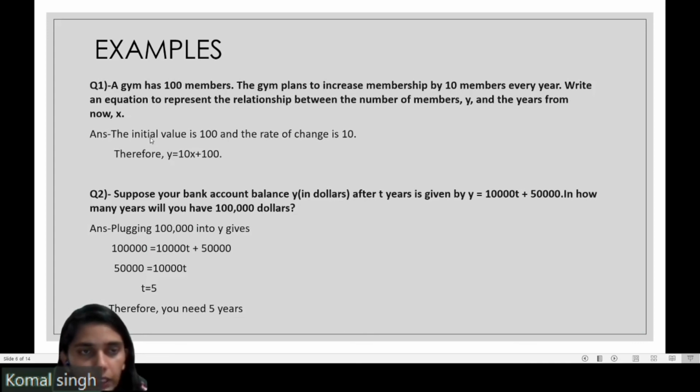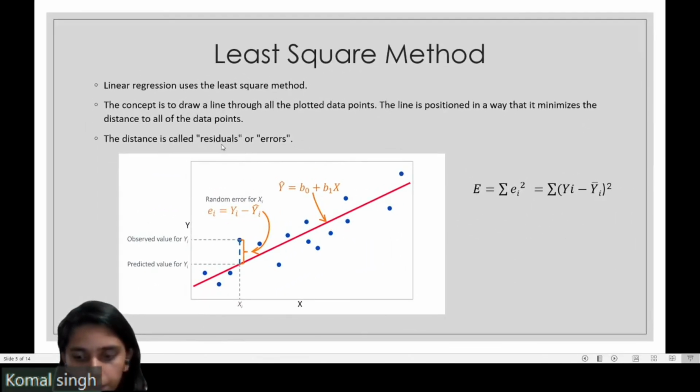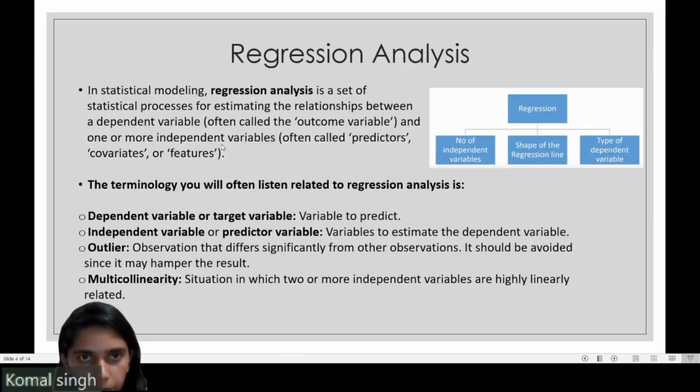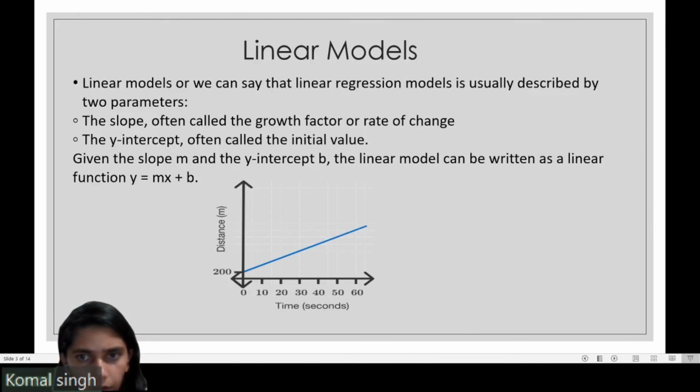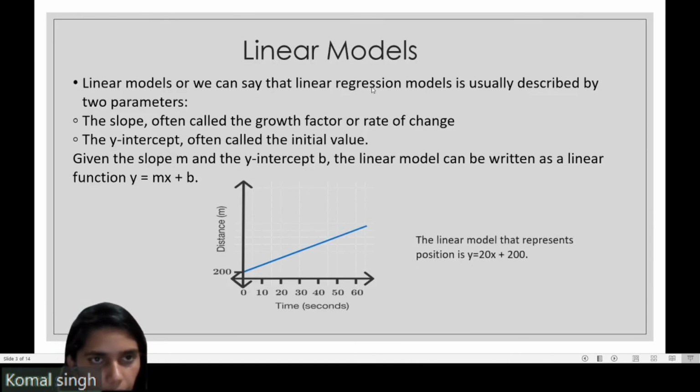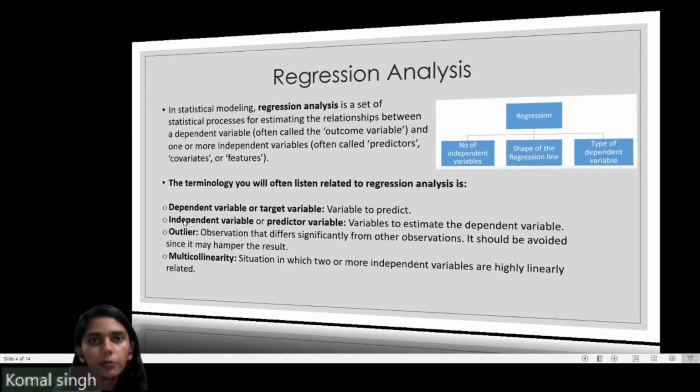So we get the initial value 100, that is the y-intercept, which we have seen in this slide. Here we have seen that the initial value is the y-intercept, which is the value of b. Now we go back to that slide.